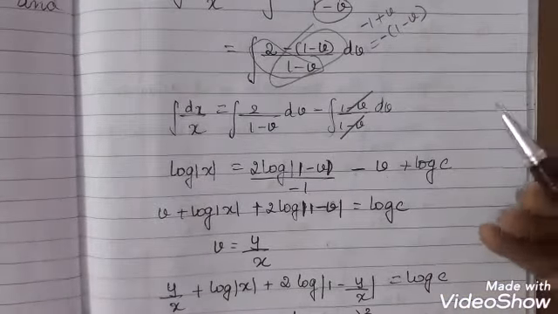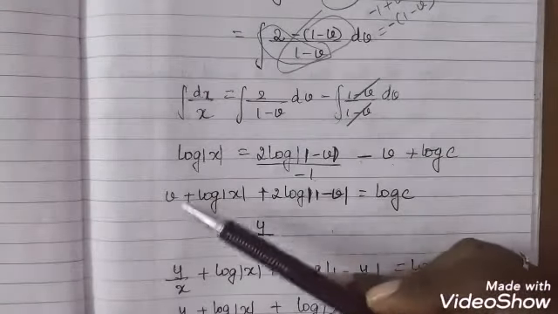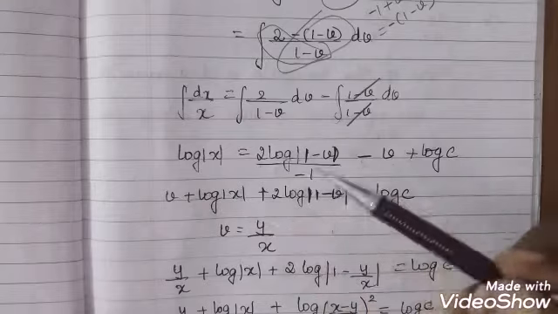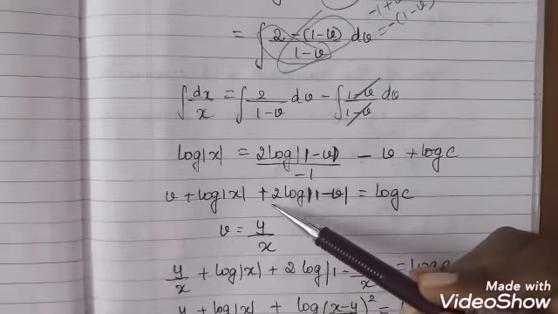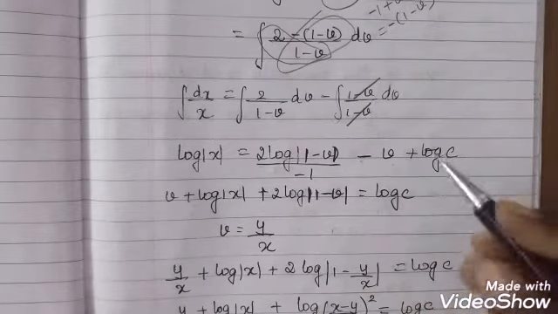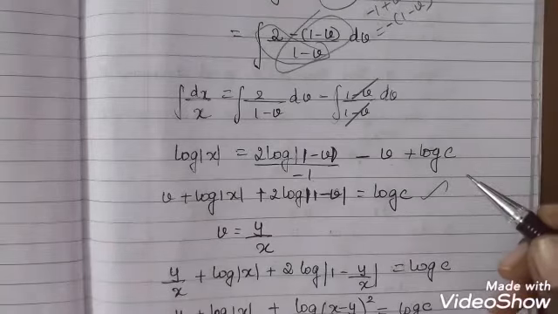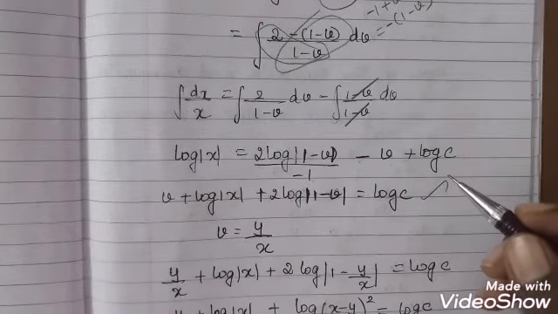Got it? So here I've just rewritten it, in this case I'll just take this to the other side. So it's v plus log mod x. Here again you have minus. When I bring it to the other side, you'll have it as 2 into log mod of (1 minus v), which is equal to log constant. Is it clear? So we have integrated, but my question is in terms of y and x.